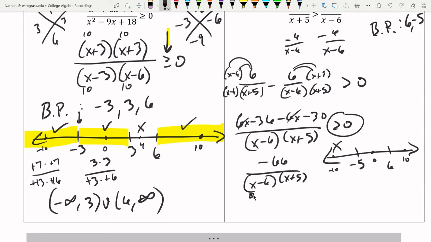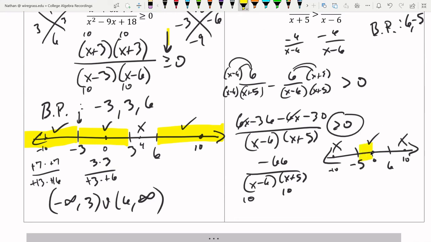Plug in 0. We have a negative on top, a negative here, and a positive here. 2 negatives cancel, and we're left with a positive number, and that is greater than 0. Finally, testing positive 10. We have a negative on top and 2 positives on bottom. Negative divided by positive divided by positive, that's going to be a negative number. So this interval cannot be true as well.